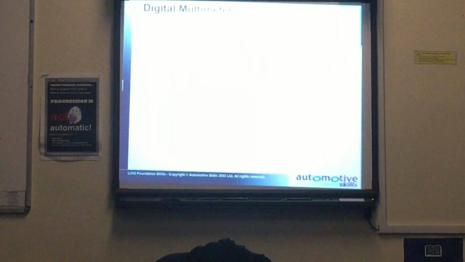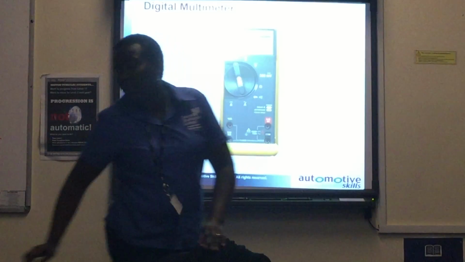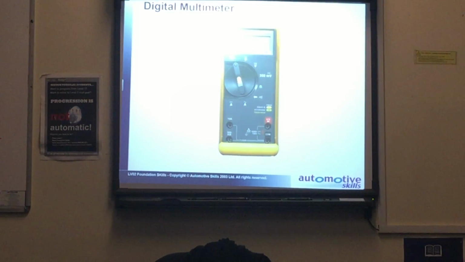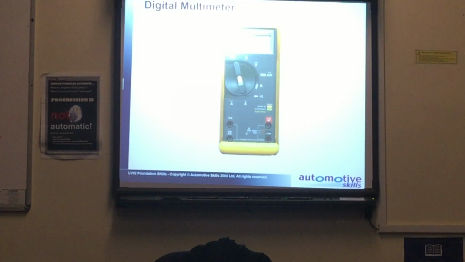Right, the next thing now is about the multimeter, which we use to measure. It is called a multimeter because it has got 3 machines or 3 things built into it. It can measure current, it can measure resistance as well as voltage. So it has got a voltmeter, an ammeter to measure current, and an ohmmeter to measure resistance.